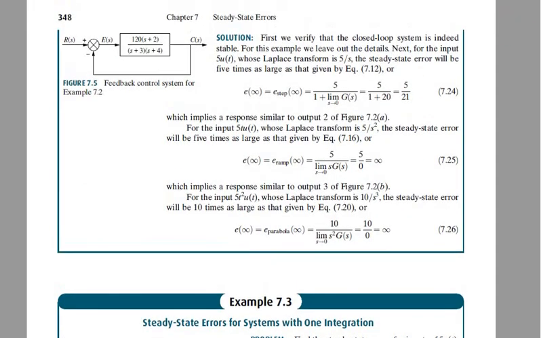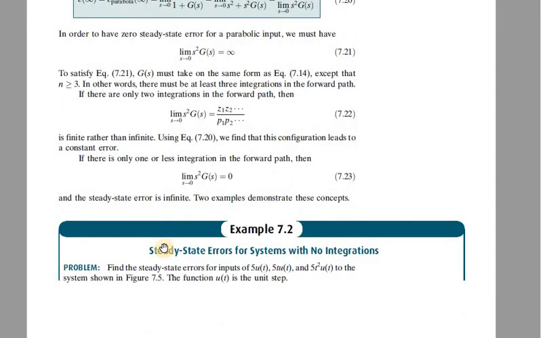Okay. Now let's do an example. Example says that find the steady state error for input of 5 u of t. So what do you mean by 5 u of t? We have a step input with amplitude of 5. Then 5t u of t means that we have a ramp input with 5 amplitude. Similarly, 5t square u of t means that we have a parabolic input with 5 amplitude.